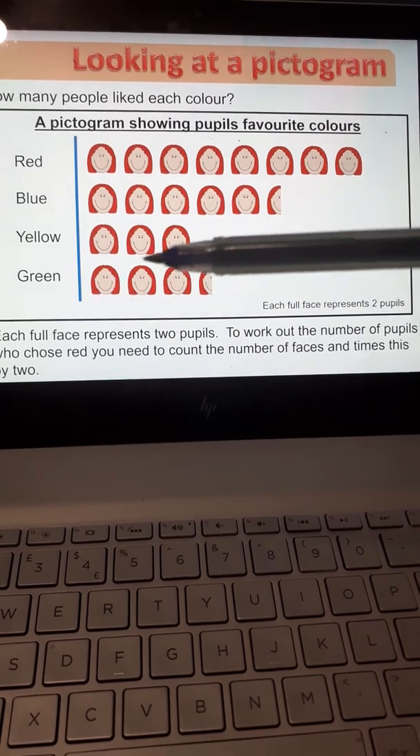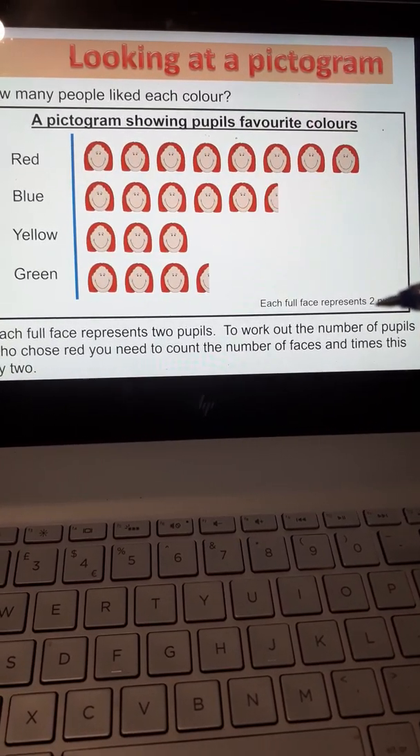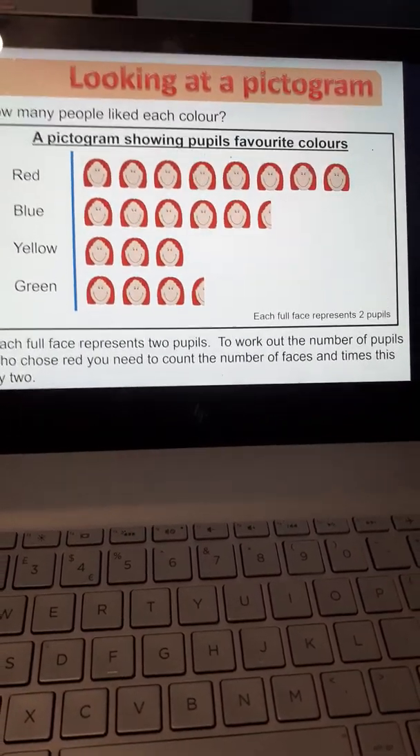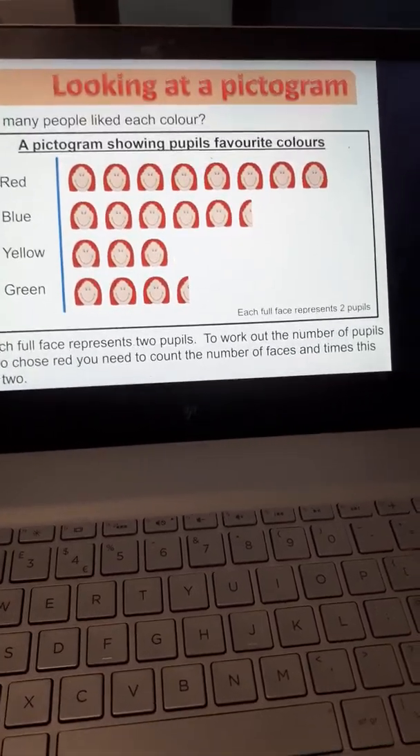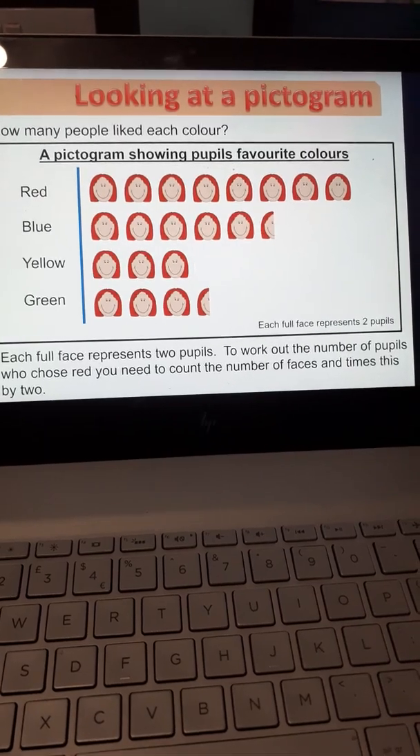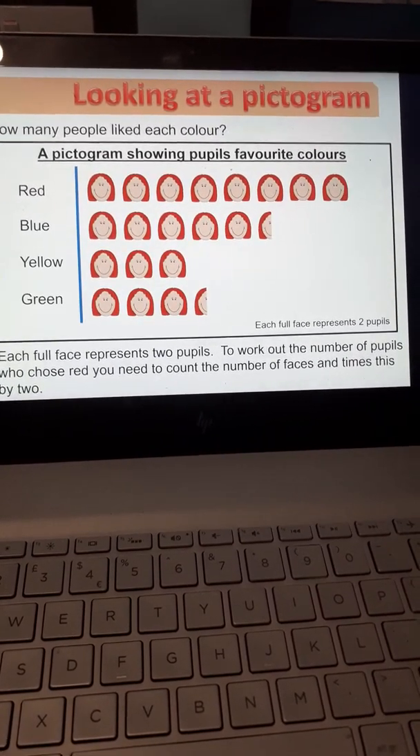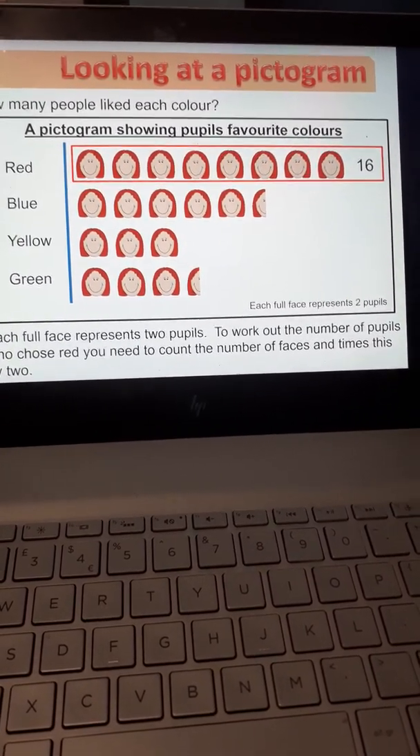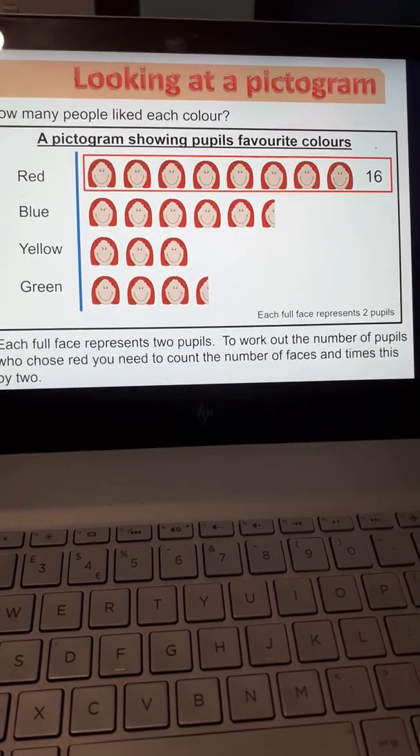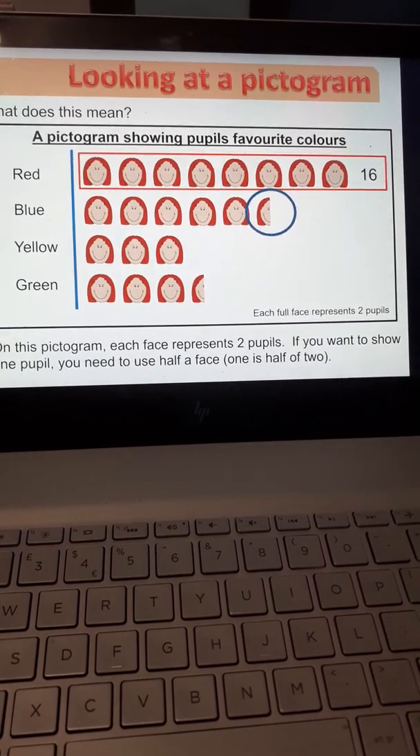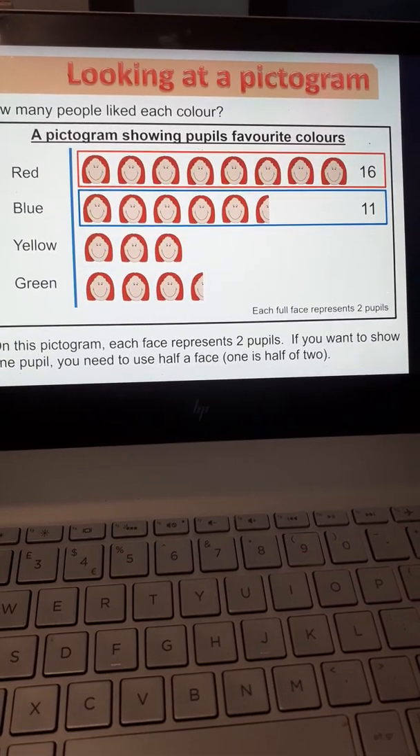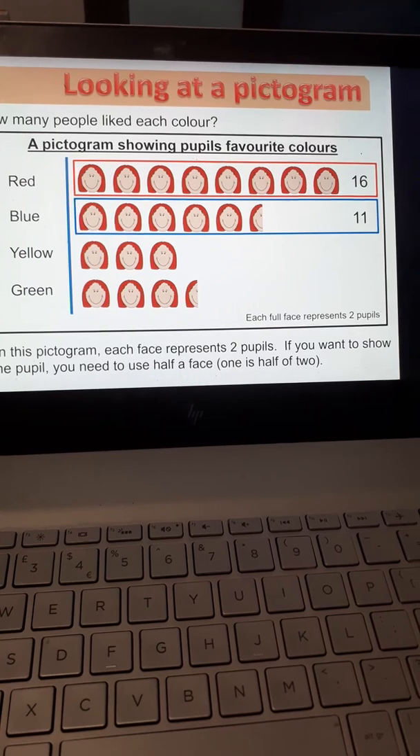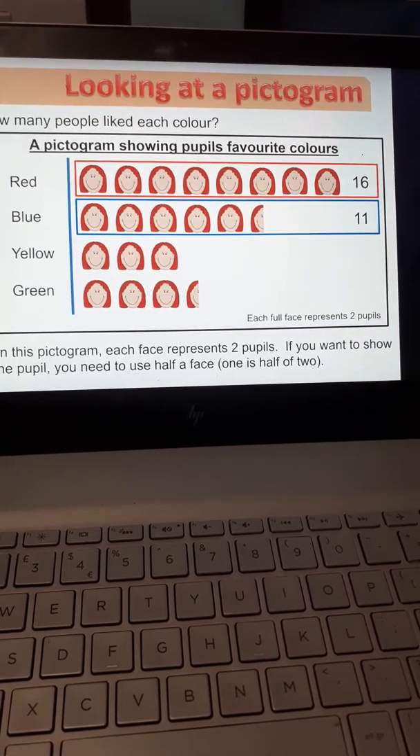How many liked green? We got 2, 4, 6, but half of 1. What is half of 2? 1. So that must mean 1. So it's 2, 4, 6 plus 1 is 7. If the question says to you how many people were asked in total, that is interesting. You're going to have to count up all the symbols and then times it by 2 because each symbol represents 2 people. If the question was how many more people liked red than blue, you have to work out what red is. Red is 16 and blue is 11. So the question is how much more is 16 than 11, and the answer is... that's right, 5.